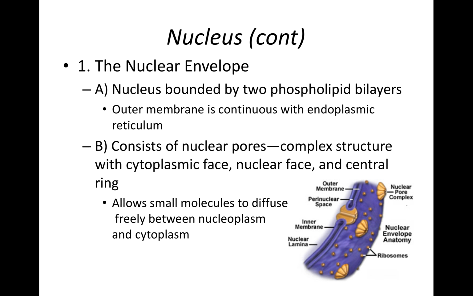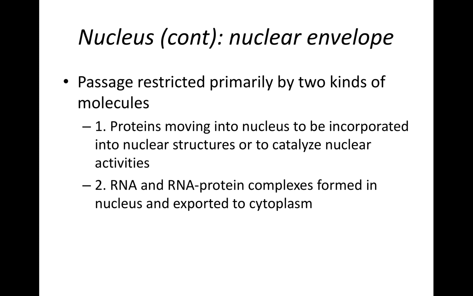So the nucleus, we discussed, has a nuclear envelope on the outer layer, if you will. It's made up of two phospholipid bilayers, and it is continuous with the endoplasmic reticulum, which is kind of cool. The nuclear envelope also has small little openings called nuclear pores that allow things to move freely between the cytoplasm and the nucleoplasm, which is basically inside the nucleus.